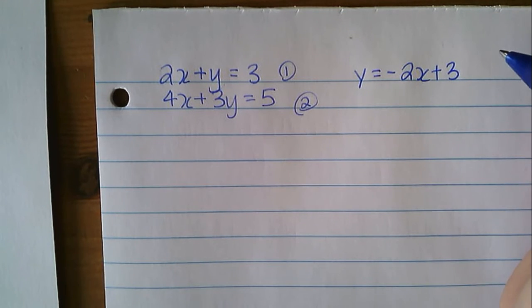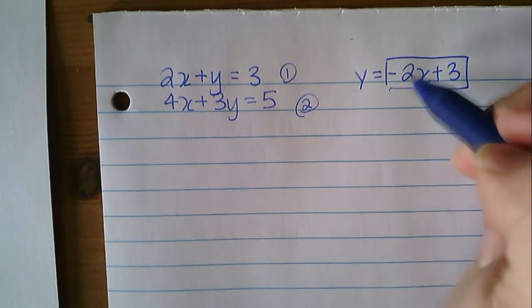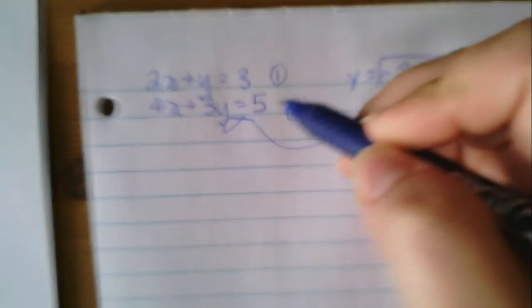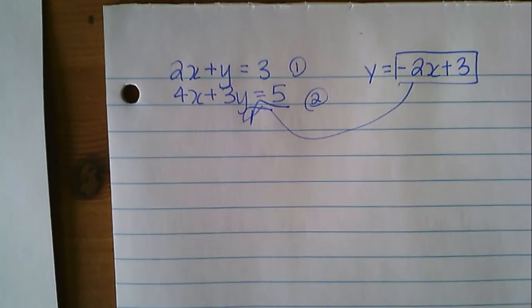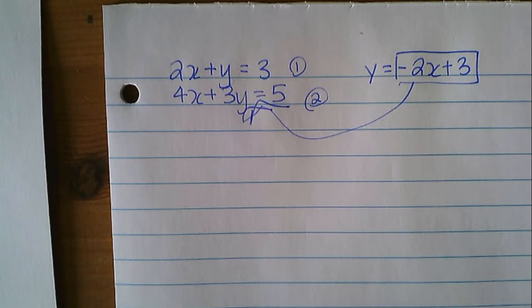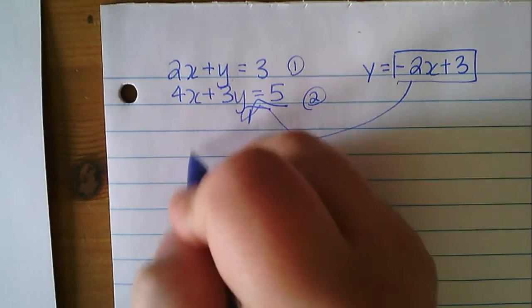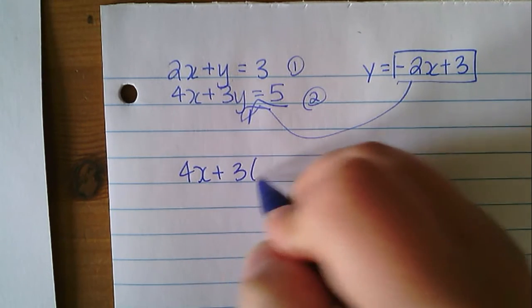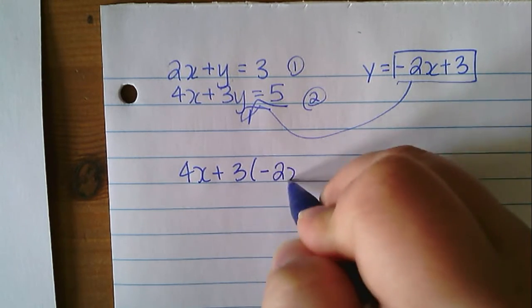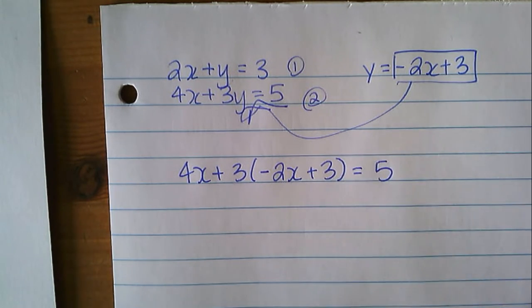Now that we have it in this form, we are going to substitute this expression in where the y value is in our equation number 2. So let's try that in. We're going to substitute that entire value in where we have the y. We end up with 4x plus 3 times (negative 2x plus 3) equals 5.